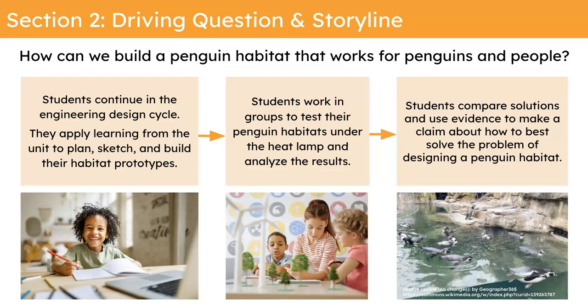The driving question for Section 2 is, how can we build a penguin habitat that works for penguins and people? In this section, students connect to the anchoring problem by continuing to engage in the engineering design cycle. They apply learning from the unit to plan, sketch, and build prototypes of their penguin habitat designs. Students then work in groups to test their habitats under the heat lamp and analyze the results. The section concludes as students compare their solutions and outcomes and use evidence to make a claim on which solution works best.